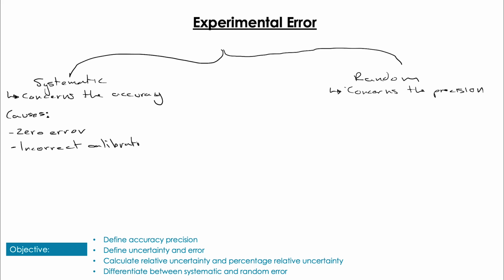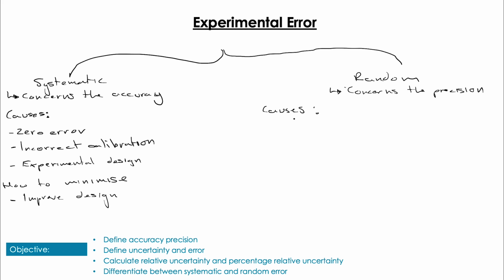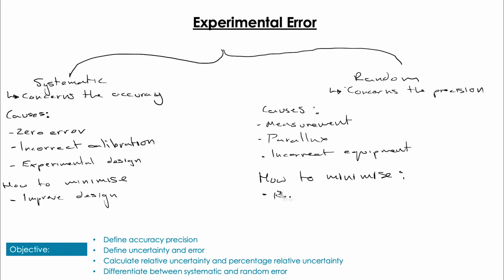Systematic error is caused by things like zero error, like not zeroing your scale, not calibrating equipment, or just problems with the experimental design in general. Now, the way we can minimize these kinds of errors is to improve the design of our experiment and use our equipment properly. Random error has multiple causes, from things like measurement, parallax angles when looking through analog equipment, incorrect use of equipment, and we can minimize this by using the correct equipment and also repeating the experiment. So let's take a slightly deeper look at each of these in turn.